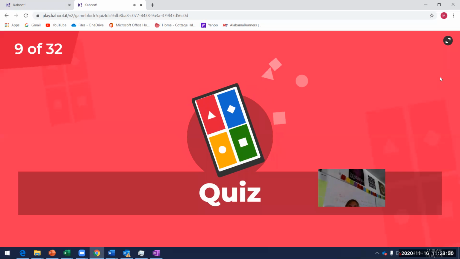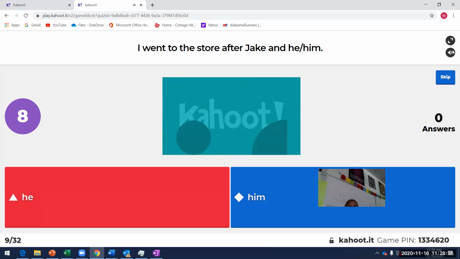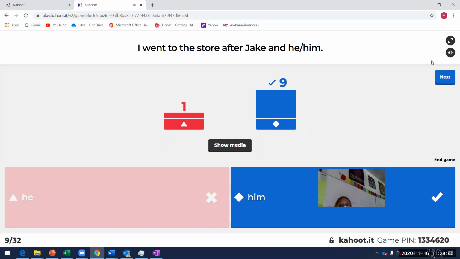Peter moving up to second. I went to the store after Jake and he, or after Jake and him. Do you need objective or nominative there? Think about it, and then pick the one that is either objective or nominative. All right, so it should be, I went to the store after Jake and him. It's the object of a prepositional phrase. After is a preposition. So Jake and him. If you were confused, you could say, I went to the store after he or after him. I went to the store after him. And then it becomes obvious. Okay?